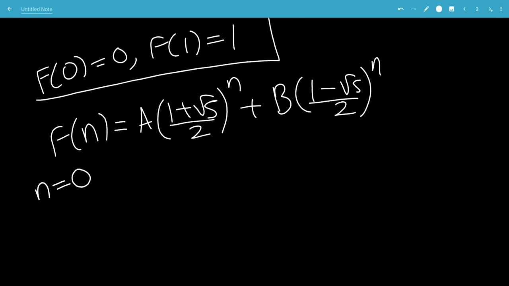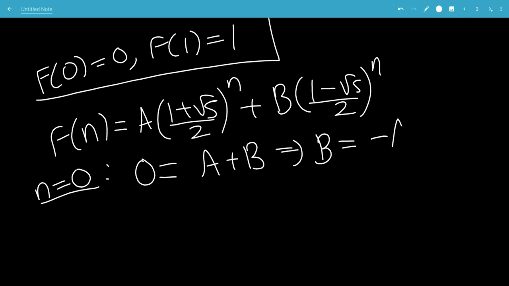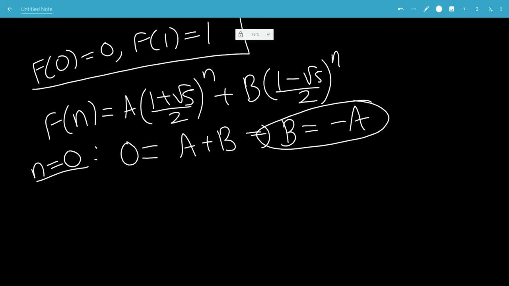So now let's plug in n equals 0. F of 0 equals 0, so 0 on the left-hand side equals a times 1 plus b times 1, since anything to the 0 power is 1. So that's just a plus b equals 0, which means that b is minus a. That will be useful in a little bit.